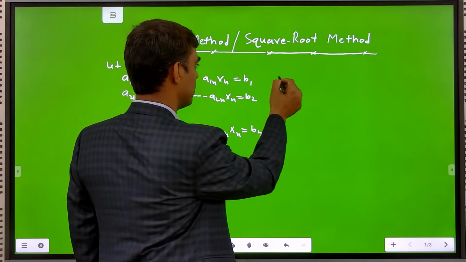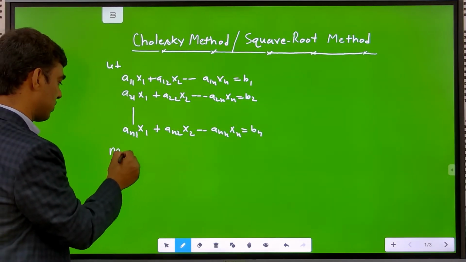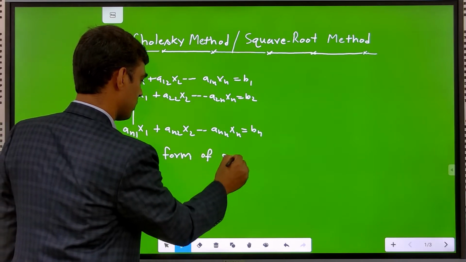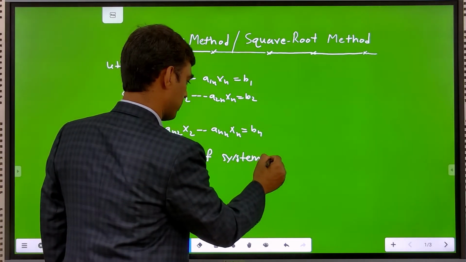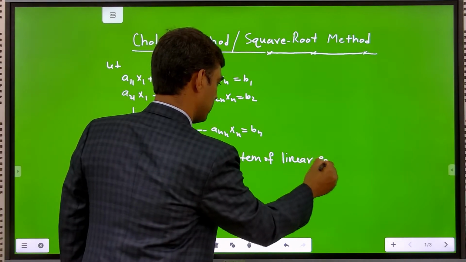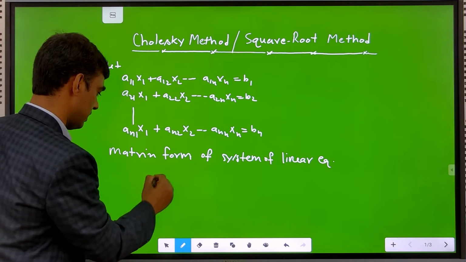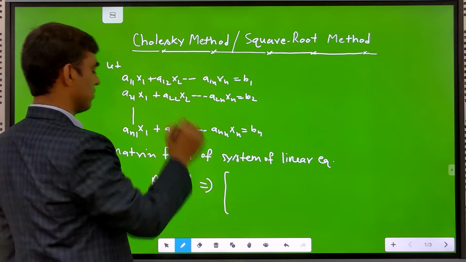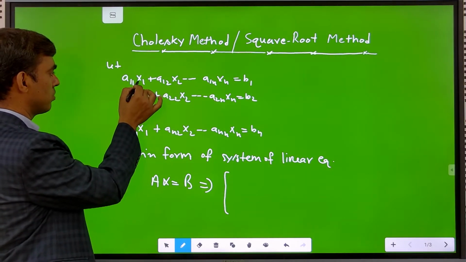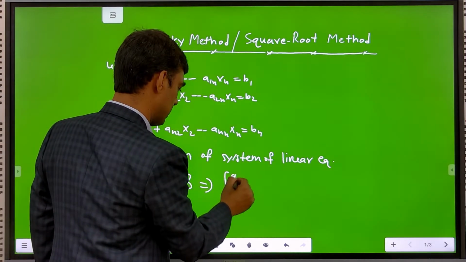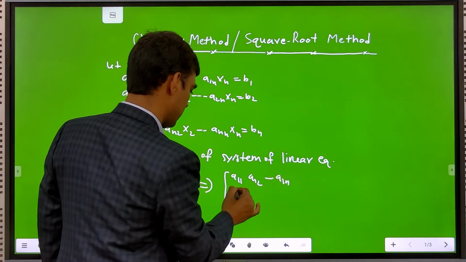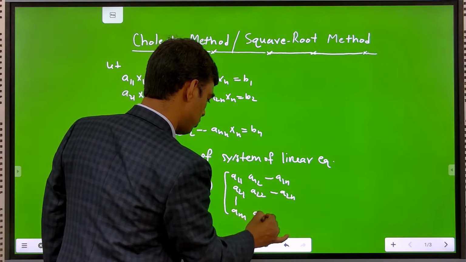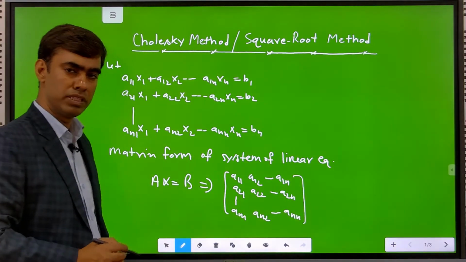Then we write this system of linear equations in matrix form. The matrix form of the system of linear equations is Ax equal b, where A is the coefficient matrix of unknowns. Coefficient matrix of unknowns means the coefficient of x1, coefficient of x2, coefficient of xn. So here we write a11, a12 up to a1n, a21, a22 up to a2n, similarly an1, an2 up to ann. So this is the coefficient matrix of unknowns.